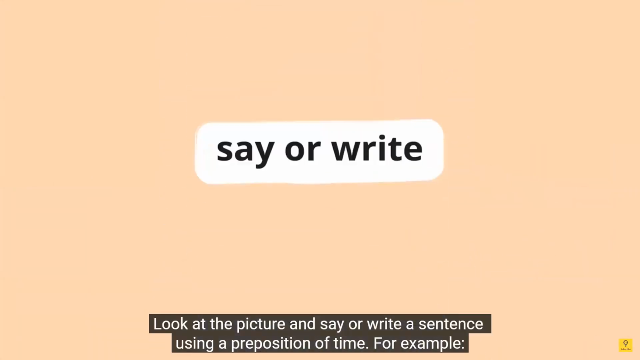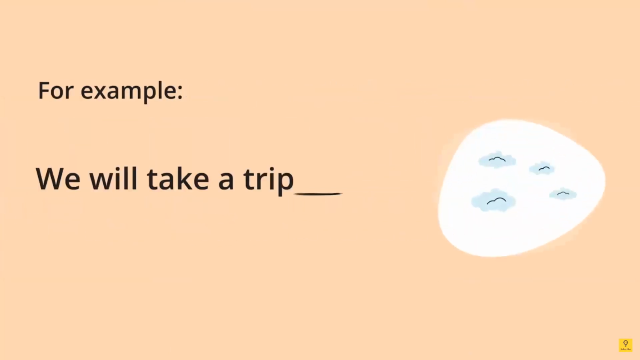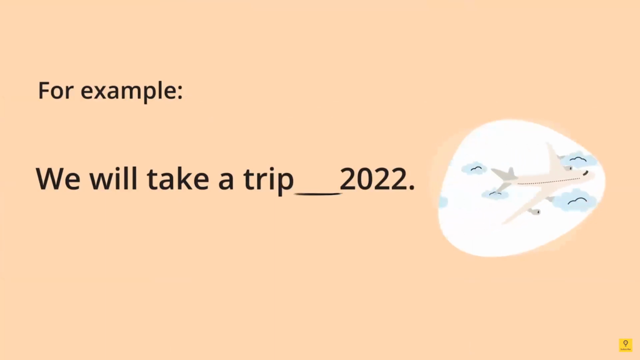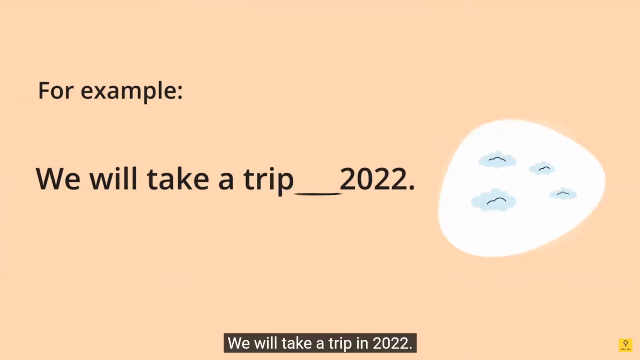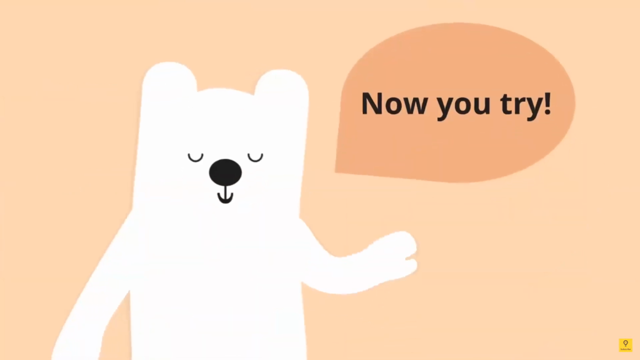Look at the picture and say or write a sentence using a preposition of time. For example, we will take a trip in 2022. Now you try.